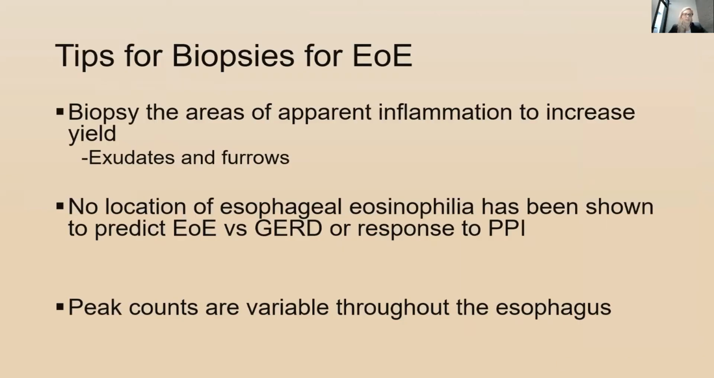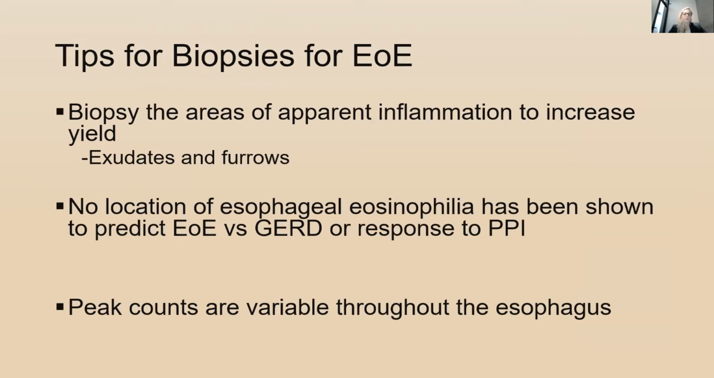Tips for biopsies. So always biopsy the areas of apparent inflammation to increase our yield. And this is the exudates and the furrows that you see. So if you're biopsying the rings or the mucosal edema, you may decrease your yield and kind of alter how much disease activity you're seeing.